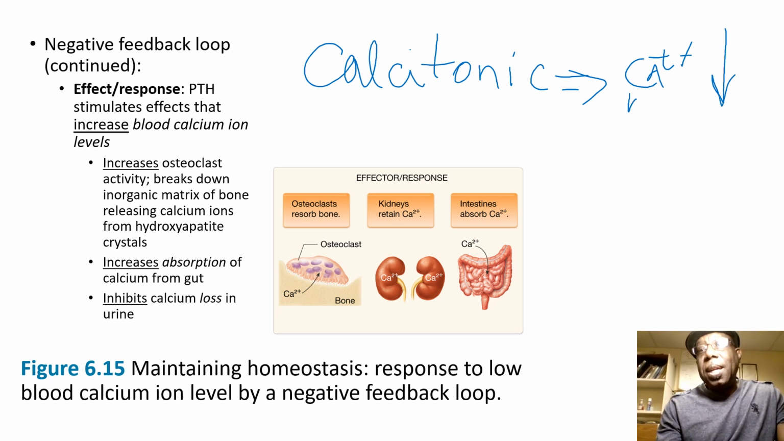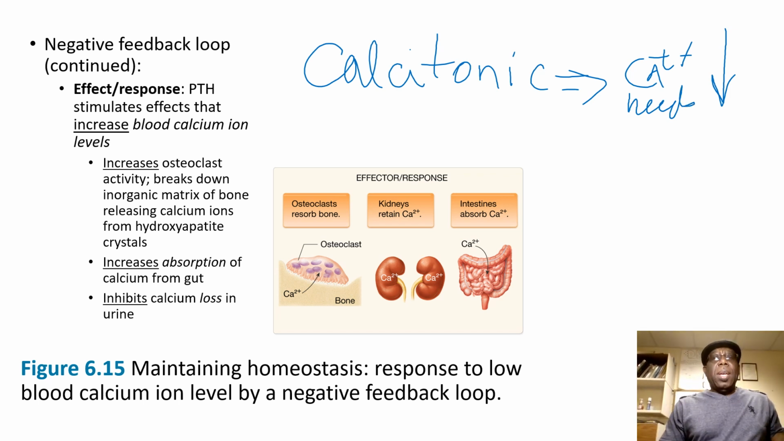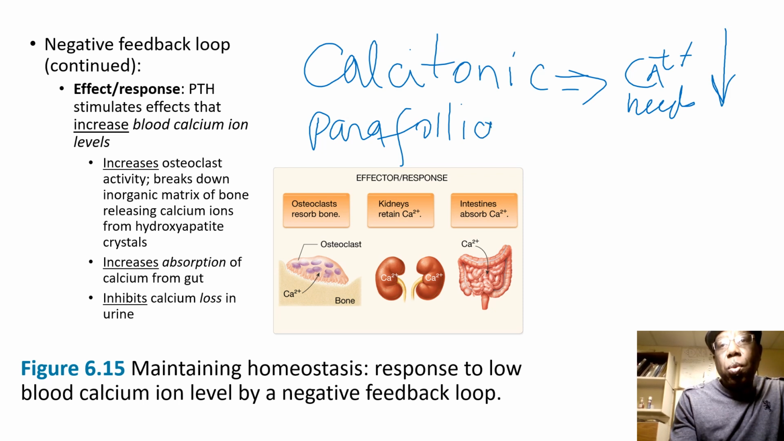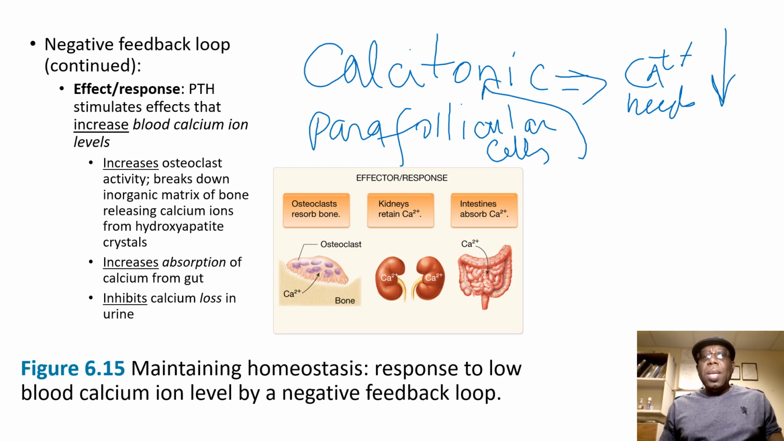I'm going to put: calcium needs to come down. Where does calcitonin come from? Calcitonin comes from a set of cells within the thyroid gland. Again, this time these cells are called parafollicular cells, from follicle. I think it's two L's. They produce the hormone calcitonin. Calcitonin does the exact opposite of parathyroid hormone.